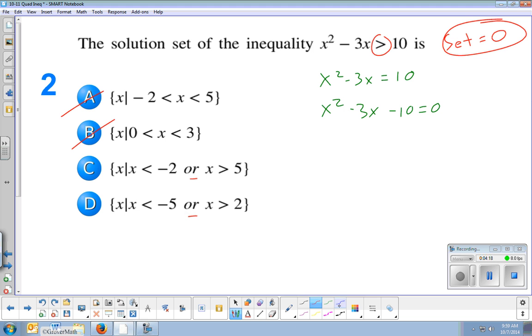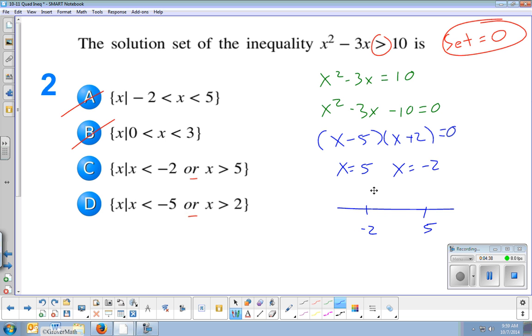Now we may factor. And the factors are x minus 5 and x plus 2 equals 0. And that would then, in turn, give me solutions of positive 5 and negative 2 when I solve each of these equal to 0. So these are my test numbers, my critical numbers, I call them. And so negative 2 would be on the left and 5 would be on the right.